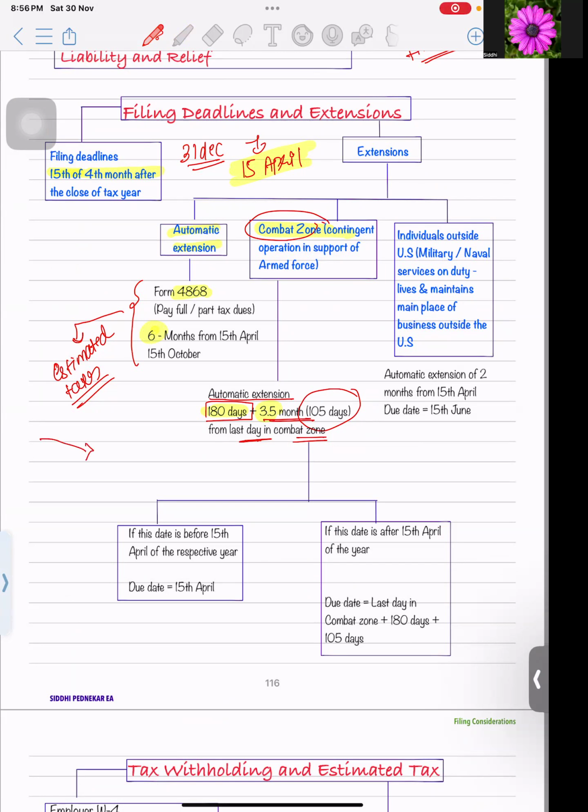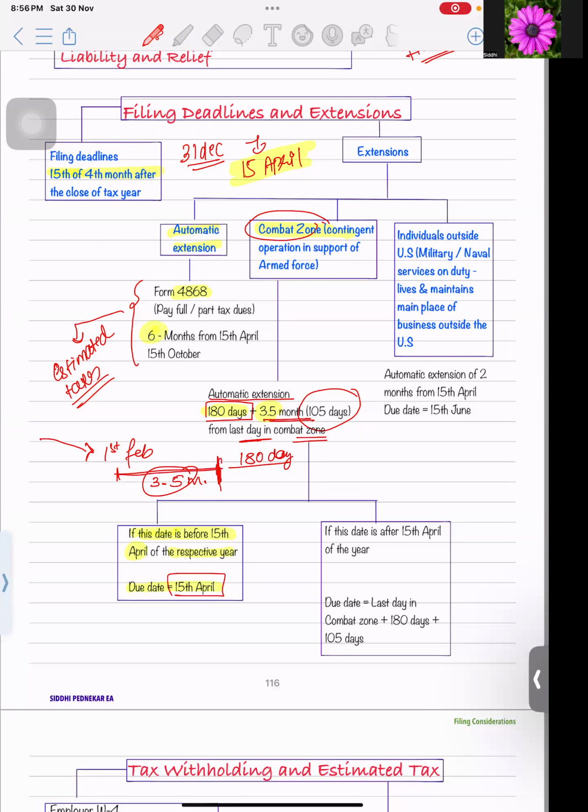When the person is returning back to the normal area, let's say on 1st of February, from that day you have to calculate 3.5 months. That will be considered as your return filing deadline. And if on that day you're not able to file, it can get automatically extended by 180 days. Now, if this date is before 15th April of the respective year, the due date will be 15th April. So let's say this date is coming before 15th April, then the deadline will be 15th April.